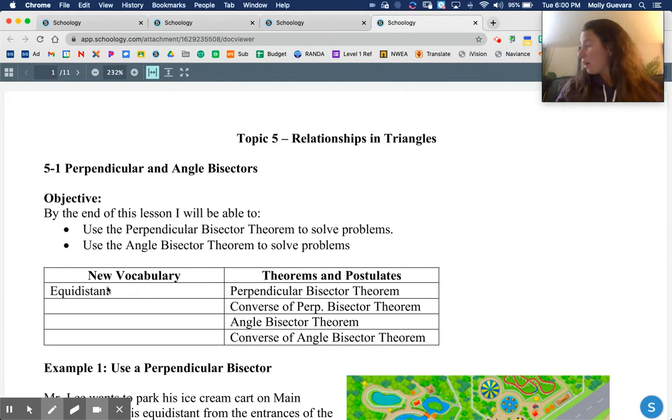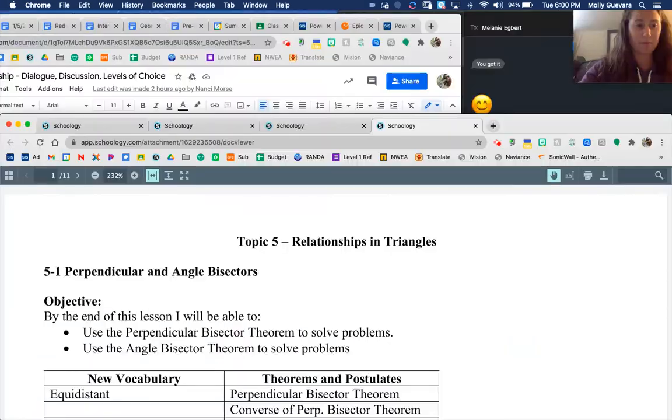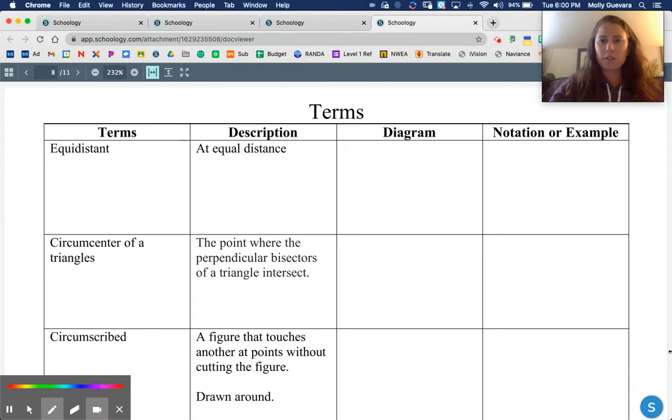So hopefully you have your note packet, this little guy right here. In the very back of your note packet are your terms and theorems. So we're going to jump to the back of this packet where it says terms, and fill out our first definition. The first term, actually the only term that we have for this lesson, is equidistant.